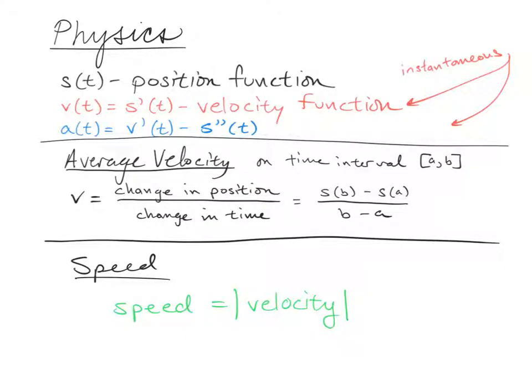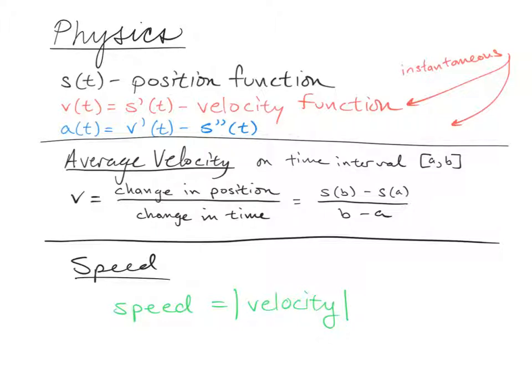On this slide, we return back to physics. This is something that you've seen before in a previous lesson. With the physics, we have s of t being the position function, v of t being the velocity function, a of t being, I don't have it written over here anymore, the acceleration function. But we talked about the velocity function being the derivative of the position function and the acceleration function being the derivative of the velocity function.